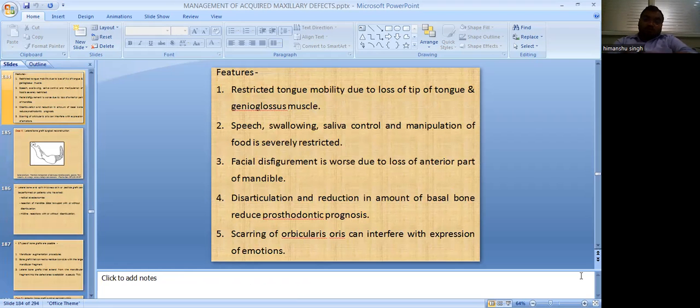Features: the most important is restricted tongue mobility due to loss of the tip of the tongue and genioglossus muscle. Speech, swallowing, saliva control, and manipulation of food are severely restricted. Facial disfigurement is worse due to loss of the anterior part of the mandible. Disarticulation and reduction in the amount of basal bone reduce prosthodontic prognosis. Scarring of the orbicularis oris can interfere with expression of emotion.